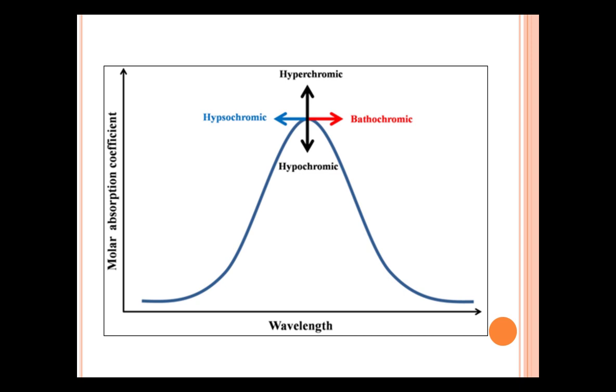When absorption intensity of the molecule increases, meaning peak height increases, then it is called hyperchromic effect, and when the peak height decreases, it is called hypochromic effect. So for absorption maxima related to wavelength, there are two effects, bathochromic and hypsochromic, and related to intensity of absorption, there are two effects, hyperchromic effect and hypochromic effect.